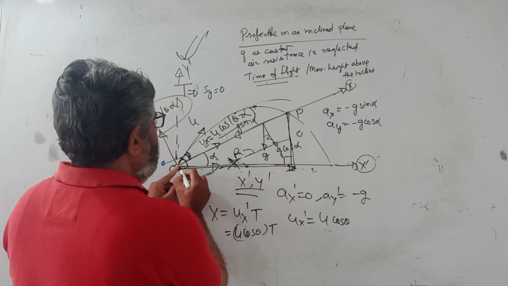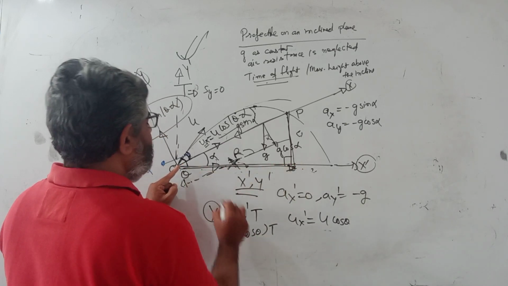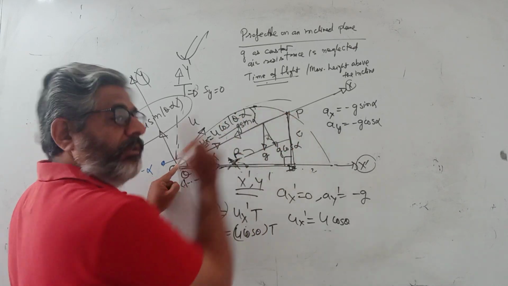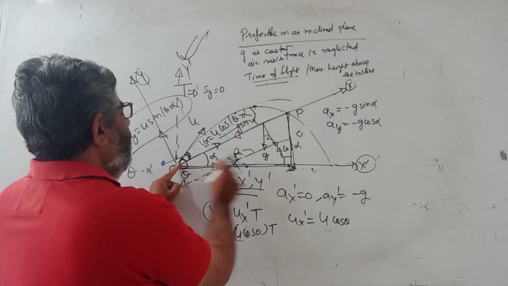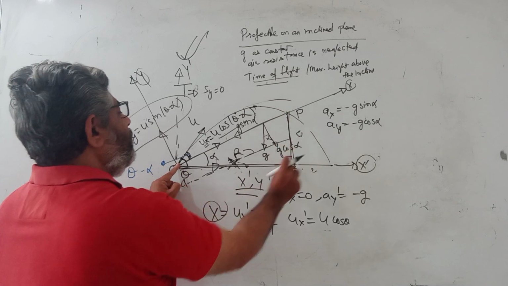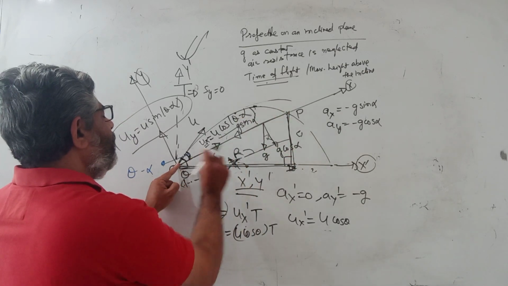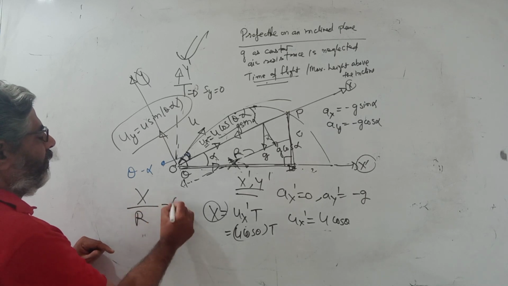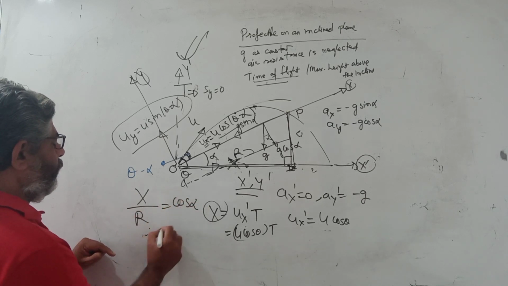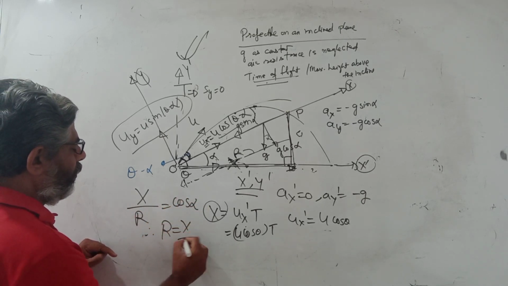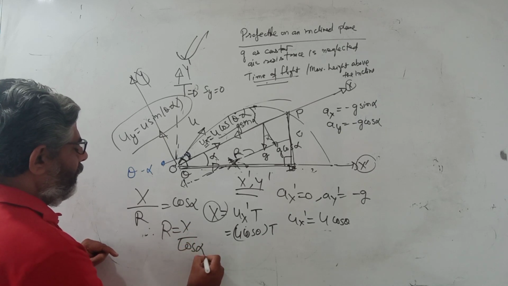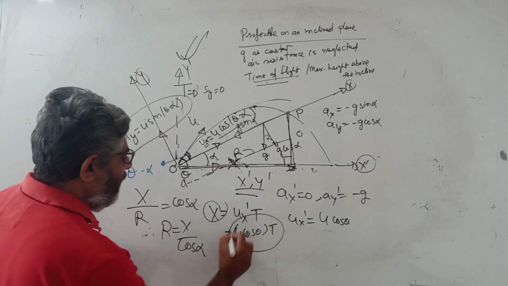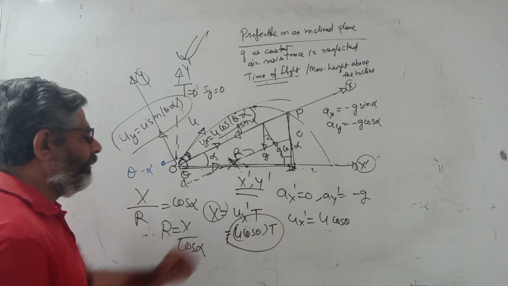Now in this triangle, this, that is x, upon this, which is the range. Range is this. So x upon r in this right triangle, base upon hypotenuse, is cos alpha. So I write it in big words: x upon r is equal to cos alpha, and therefore r is equal to x upon cos alpha. r is equal to x upon cos alpha. x I have found from here, u cos theta into t.